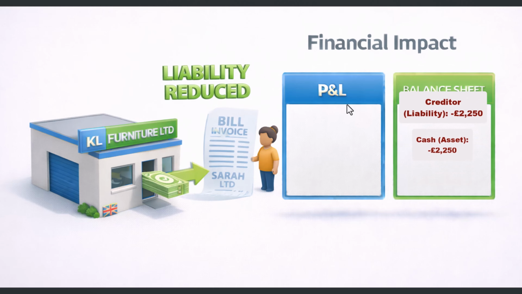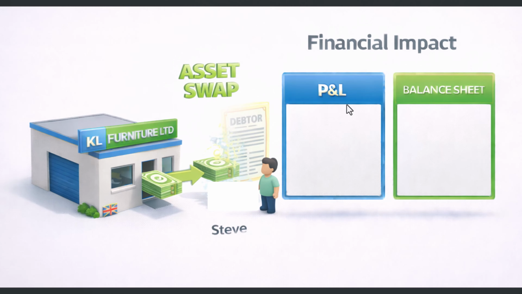Final transaction. The business receives £4,000 from Steve. Money comes in, but this time it's not income. Why? Because it was already earned earlier. We are simply swapping one asset for another. The result is debtor asset drops to £500. Cash increases to £4,650.